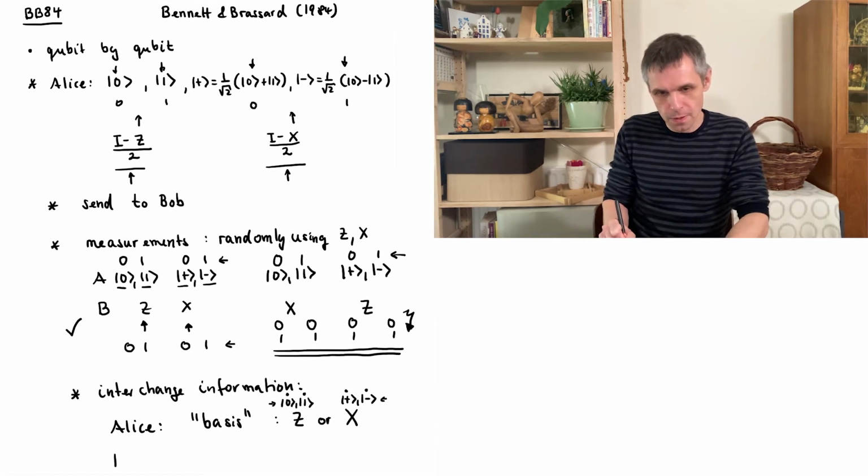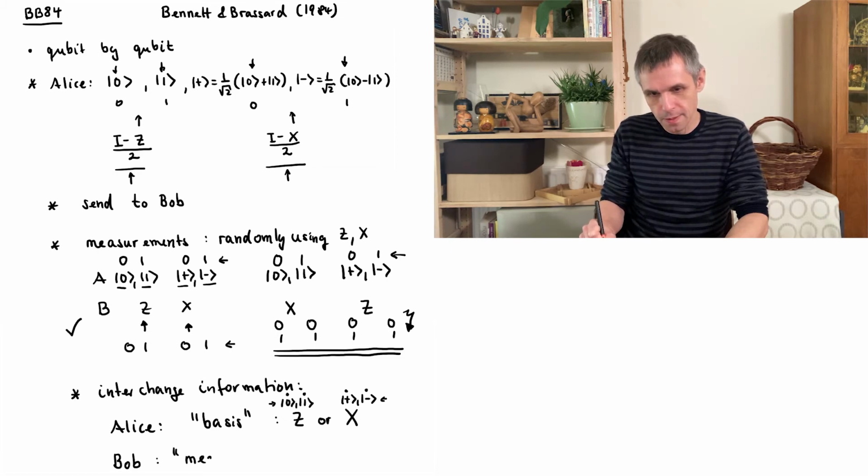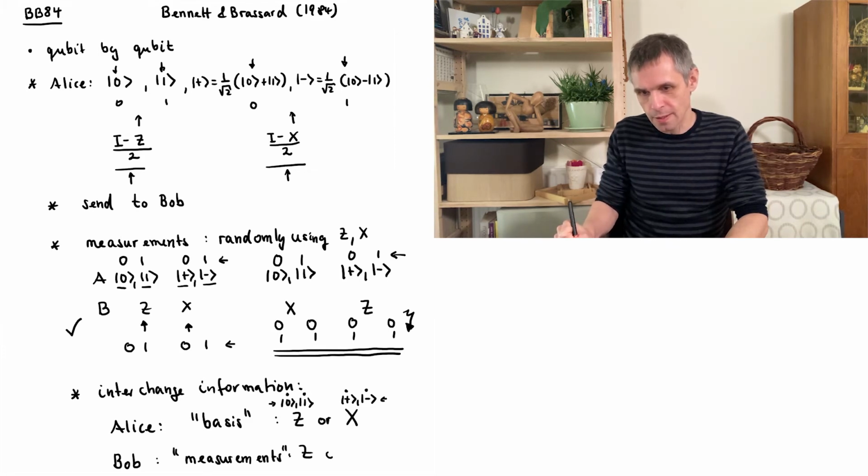And similarly, Bob discloses, possibly quite publicly, whether his measurements were carried out using the observable Z or X.